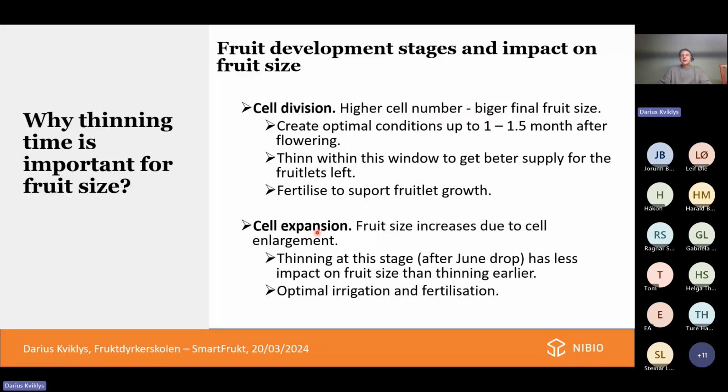In the other stage, cell expansion, fruit size increases due to cell enlargement. We already have a fixed number of cells, and they enlarge, so the fruit increases. If we do thinning at this stage, usually after June drop, it has very low impact on fruit size compared to when we thin earlier. At this stage, of course, if you want to reach better fruit size, optimal irrigation and fertilization can help.